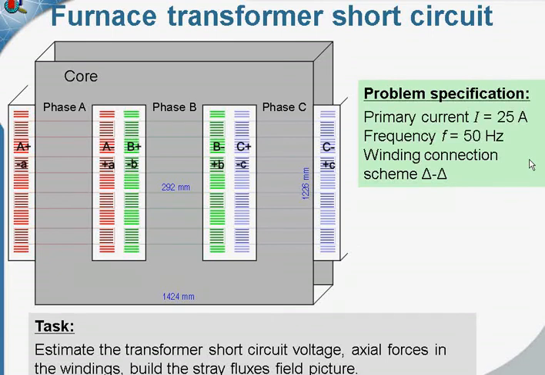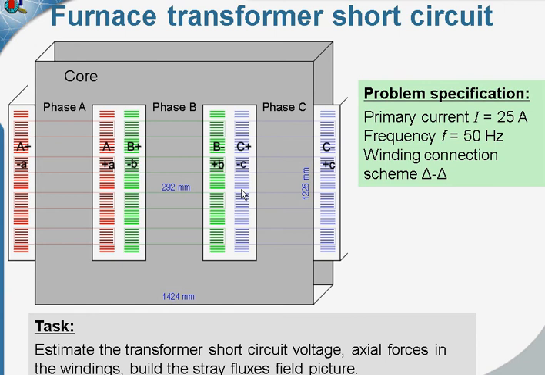Furnace transformer short circuit. Electric arc furnaces are used for melting processes with the heat produced by an electric arc burning between the electrodes. The main electric component of the furnace is the step-down transformer. This is a three-phase transformer with a high current secondary connected to the electrodes. The arc electrical resistance is low, so the short circuit conditions are not unusual.